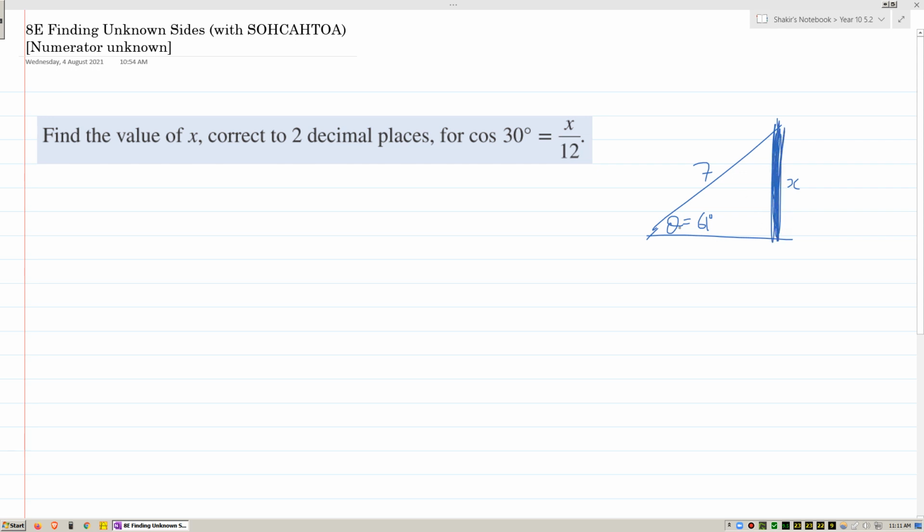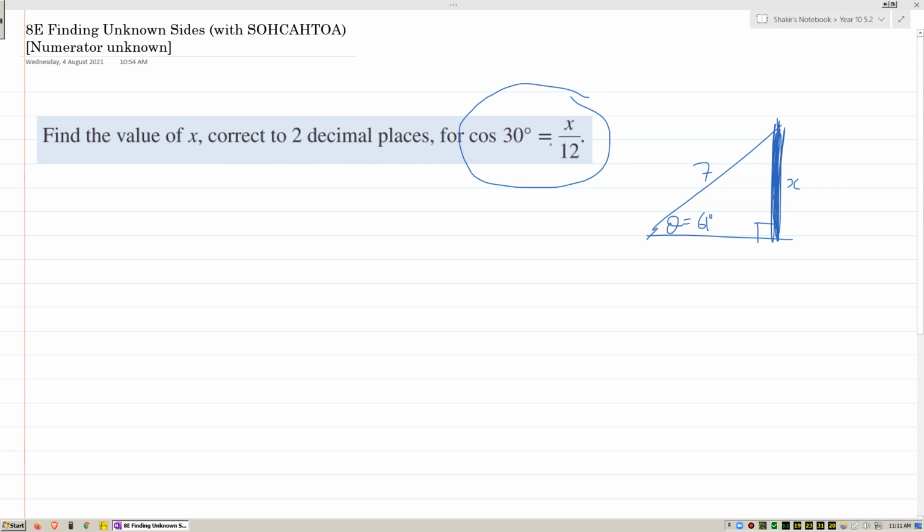If you have an angle and you have one side of a right angle triangle, it does have to be a right angle triangle, if you have one side and an angle, then you can find any of the missing sides. Okay, let's get started. So the type of algebra you'll need is something like this. So how do you solve that?